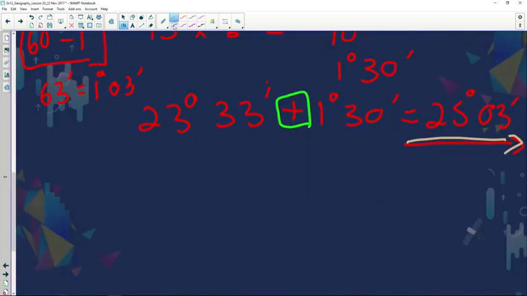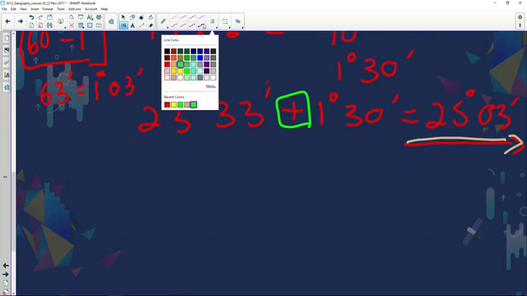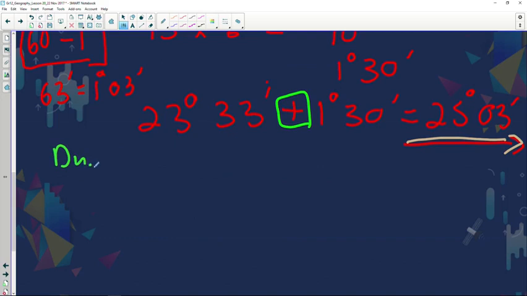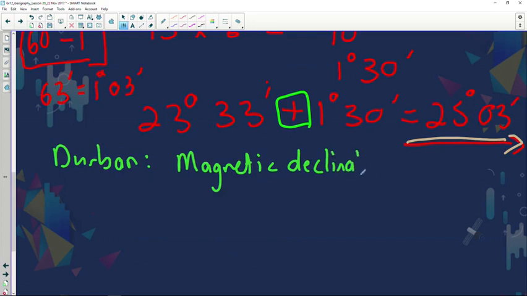Now let's say, for instance, we use a map of Durban, and let's use the following information on the middle bottom of the map. Say Durban magnetic declination is 24 degrees, 18 minutes west, and the map was drawn in 2009.